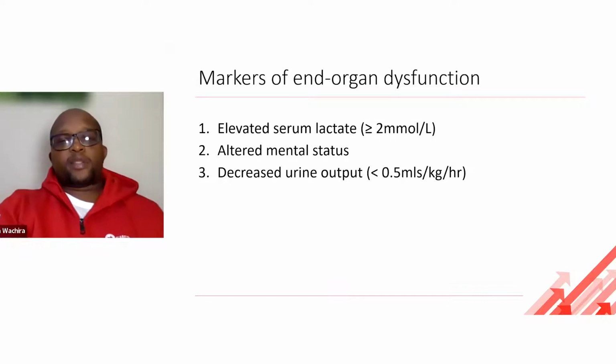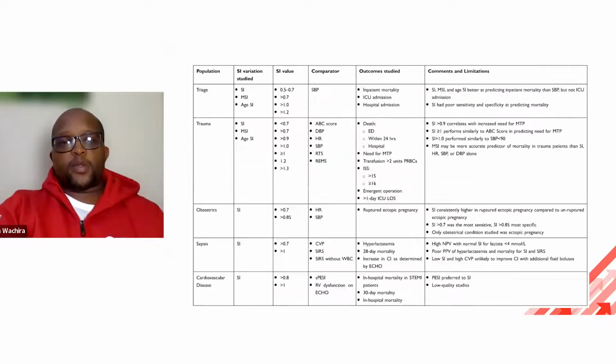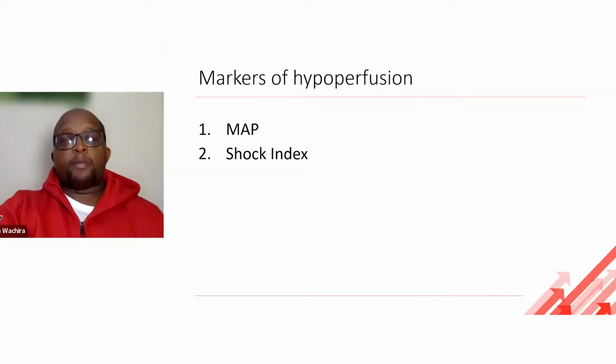So just know, I did mention there are two things. These were markers of hypoperfusion, poor perfusion: a MAP and a shock index, not a blood pressure. So you want to know your patient is not perfusing well. You want to figure out what their MAP is. You want to figure out what their shock index is.